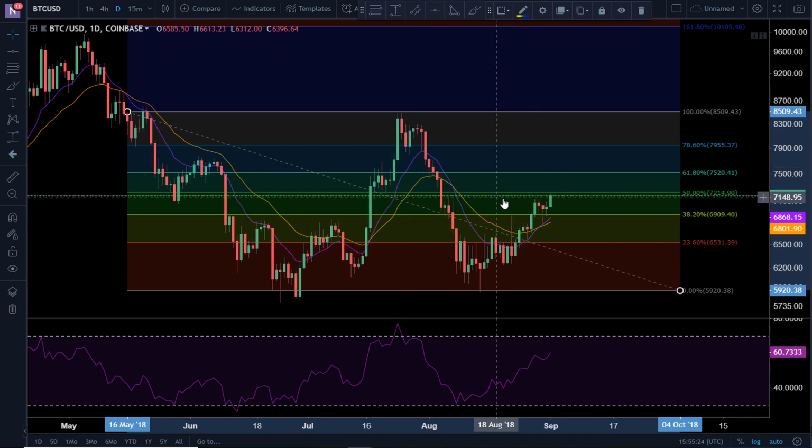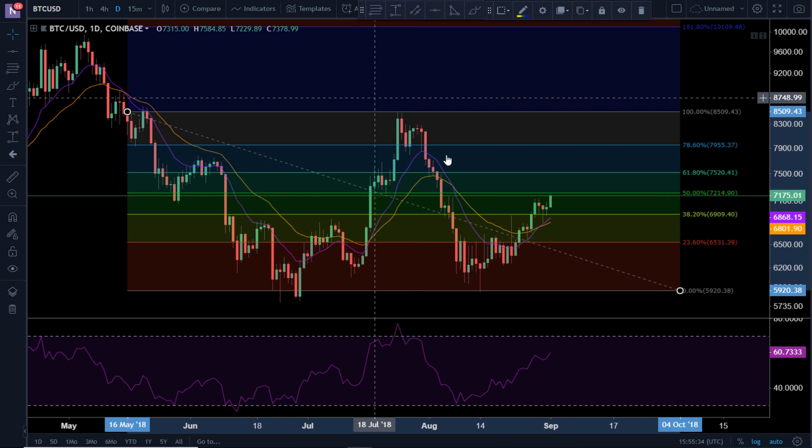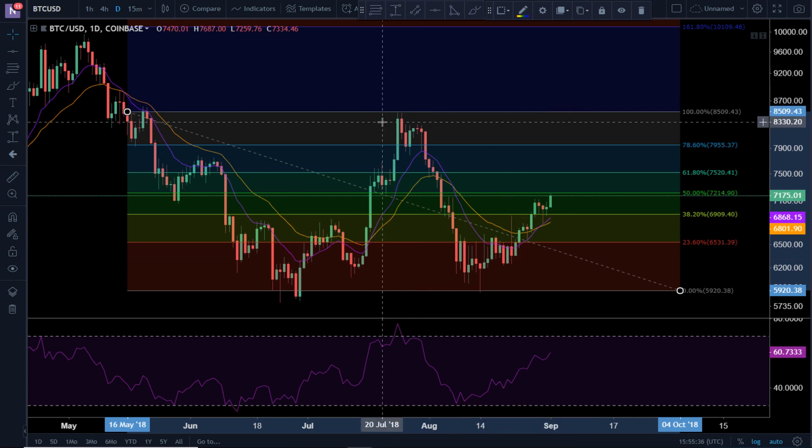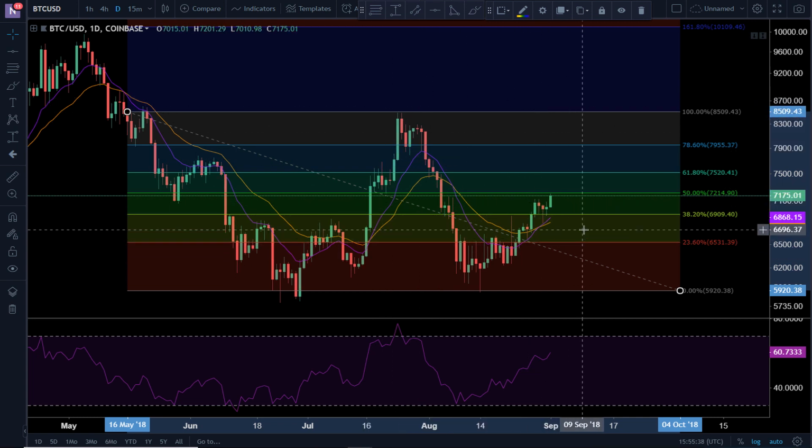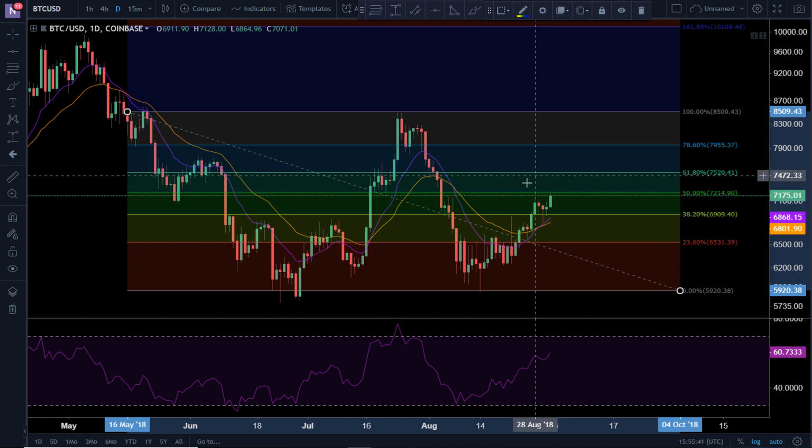So I think a lot of people are going to be looking to sell near that, of course, 7,500 half mark, but also because of the fact that it's in a pattern of Fibonacci retracements, back from May. So this is something to definitely keep an eye out for. We did a great job getting above the 38.2 here. We're at the 50% level now.